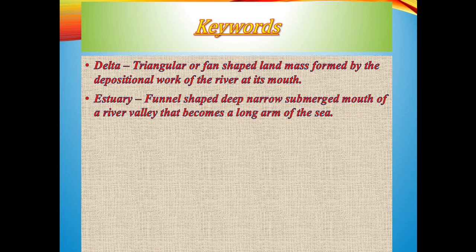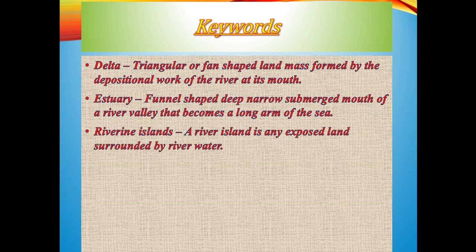Next, estuary. It is a funnel-shaped, deep, narrow, submerged mouth of a river valley. This is not a low-level land, and the area is devoid of any sediment because it is an elevated area, and that forms a long arm of the sea. That means the river meets the sea in the form of a narrow channel. That is termed as estuary.